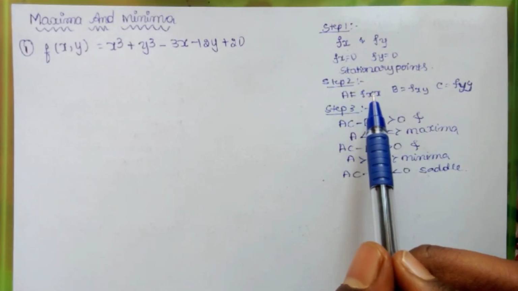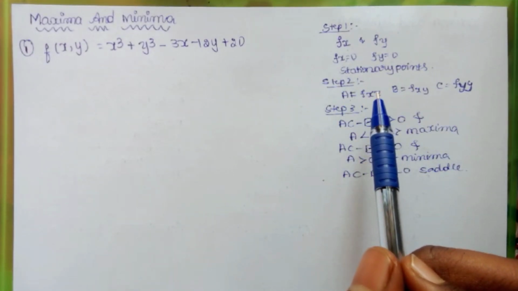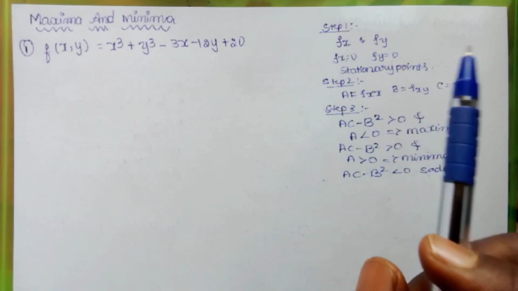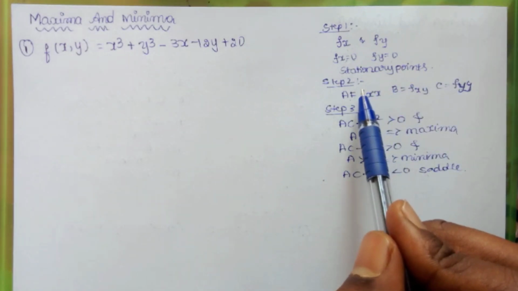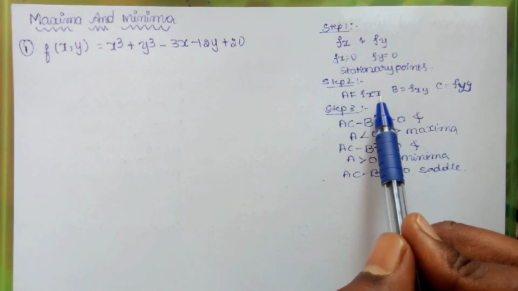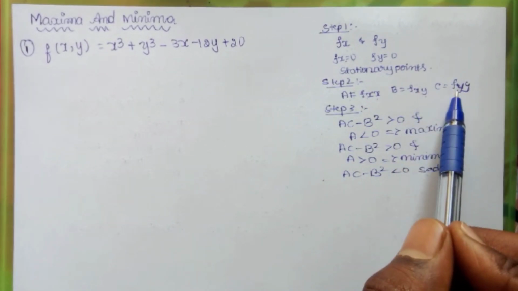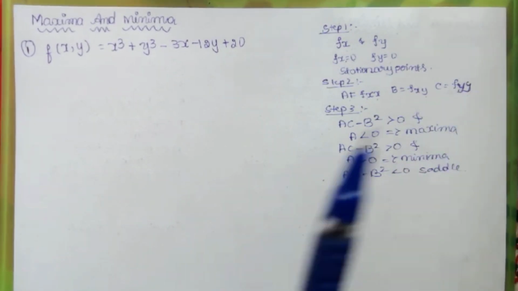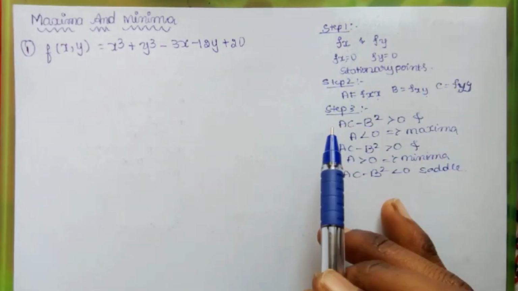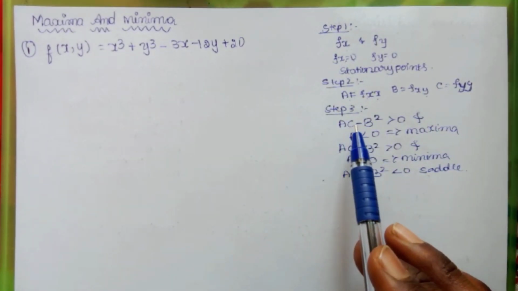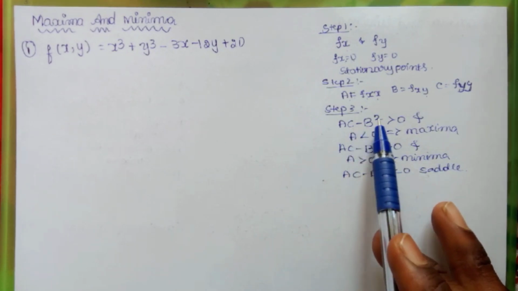A is equal to the double partial differentiation, meaning second order partial derivatives will be taken. Partial differentiation of fx with respect to x, partial differentiation of fx with respect to y, and partial differentiation of fy with respect to y. After getting a, b, c, in step 3 we need to make the table. We need to find a, b, c and ac minus b square.